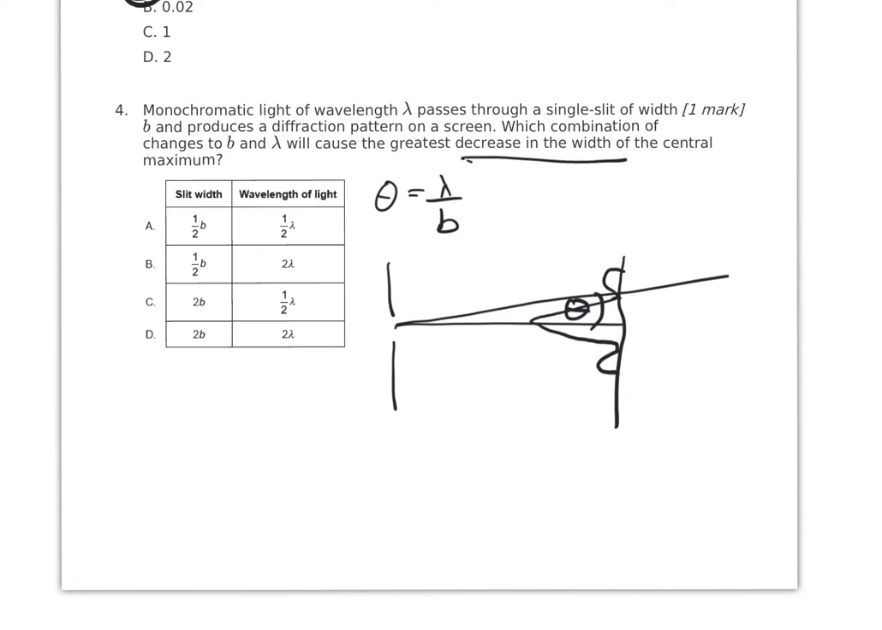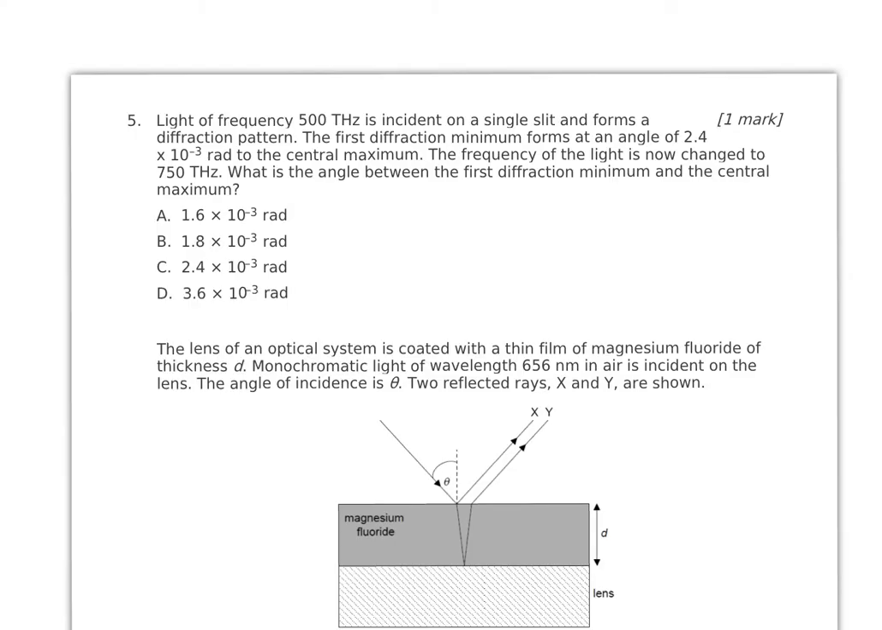So decreasing the width means that I want my angle to go down. I can see that the angle and the wavelength are directly proportional, and the angle and the slit width are inversely proportional. So if I want my angle to go down, I want a shorter wavelength and a larger slit width. So b goes up and lambda goes down, so double the b but half the wavelength, choice C. And here's number 5.